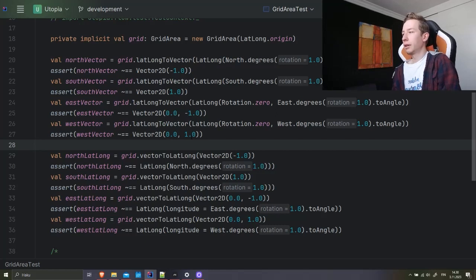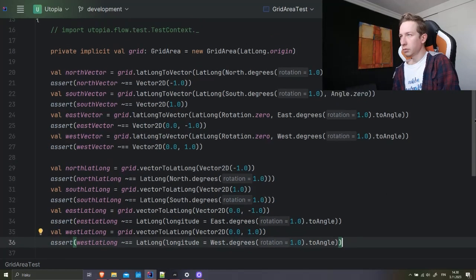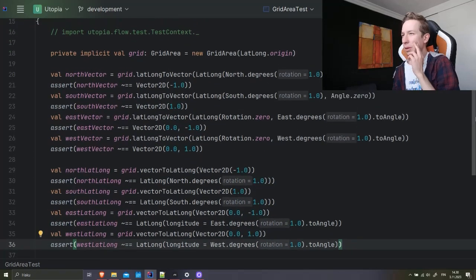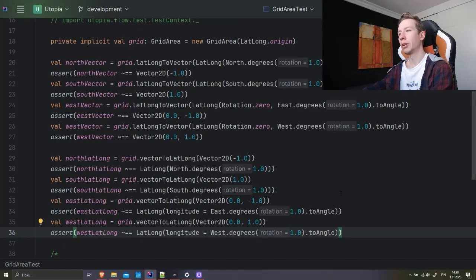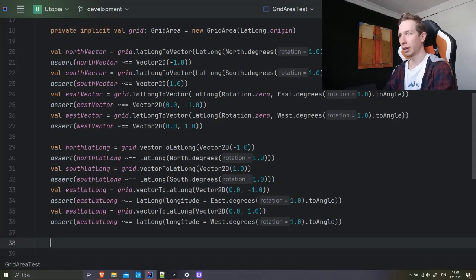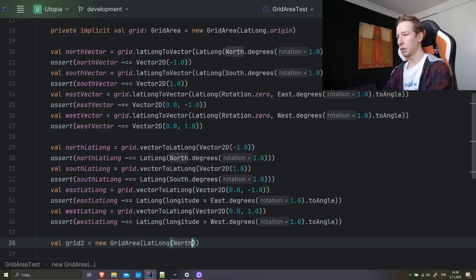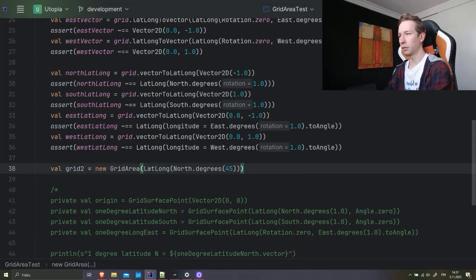Well, at least let's try. It doesn't hurt. Doesn't matter. Let's create a grid area. This is a lat long, north, 45 degrees north. Should be a nice number.